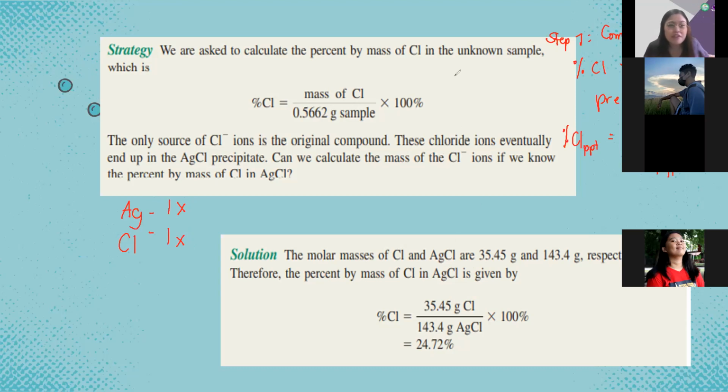Since we are just looking for the percent chloride, ilang percent daw yung chloride na nasa precipitate natin. So this is 35.45 divided by 143.4 is 0.247210599. Tapos i-multiply mo siya sa 100. Kaya nakuha natin, 2 decimal places, 24.72%.